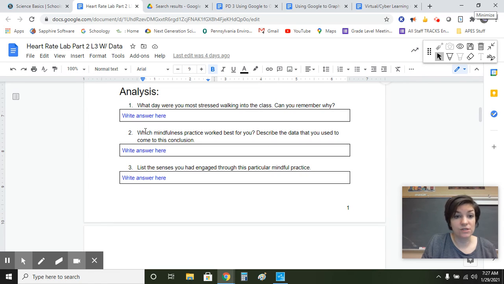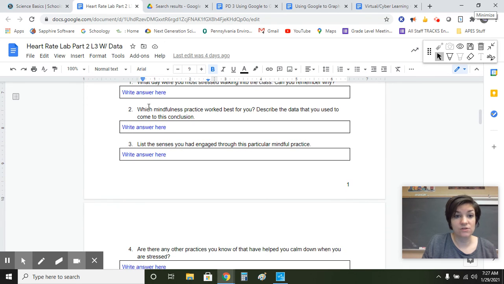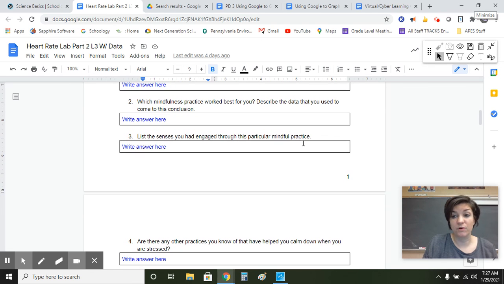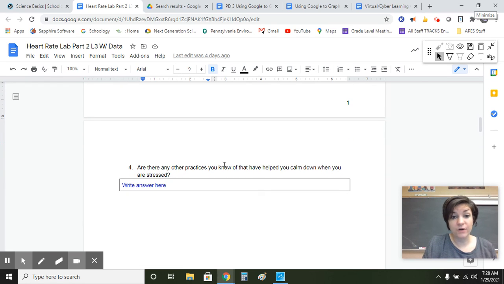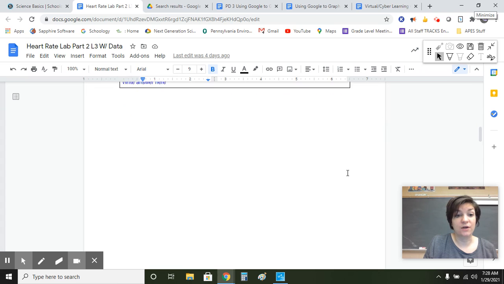All right, and then which mindfulness practice worked best for you? Describe the data you used to come into this conclusion. Okay, so what tells you that mindful practice worked best? List the senses you engaged through the particular mindful practice. Remember, you have sight, hearing, smell, taste, and touch. So which ones did you focus on? Are there any other practices that you know of that help calm you down when you are stressed?